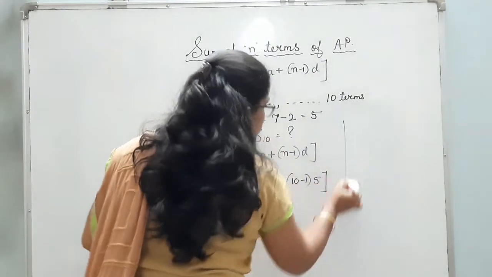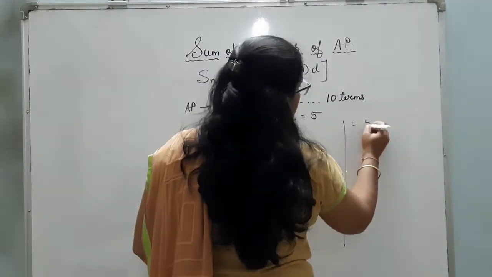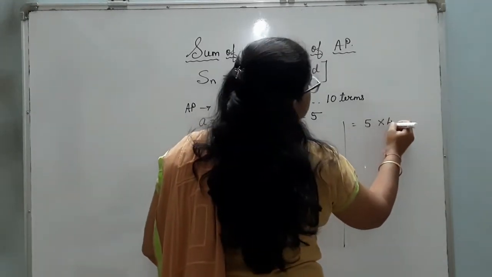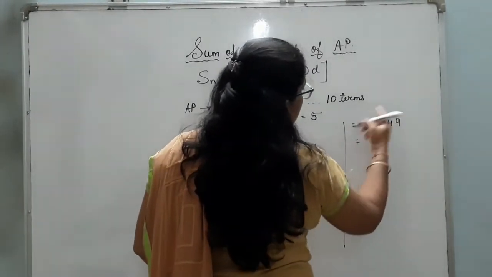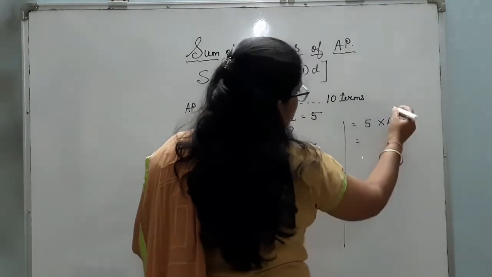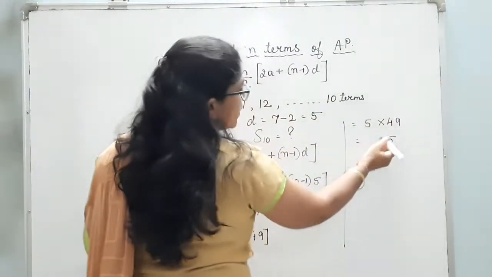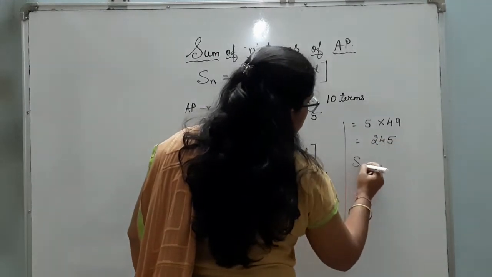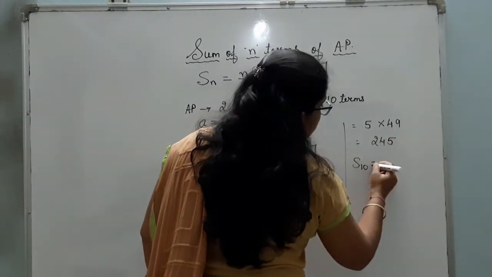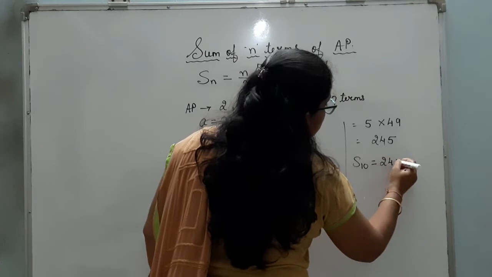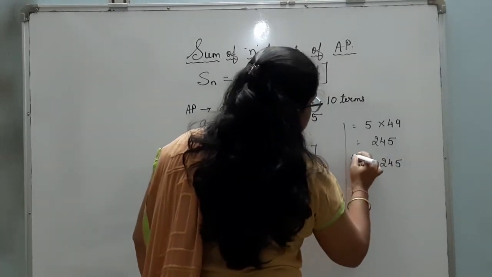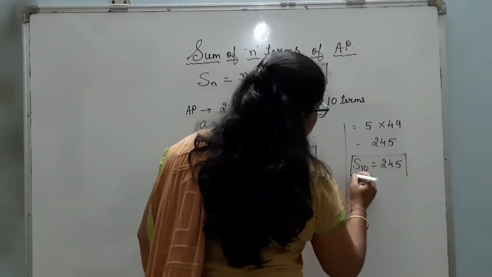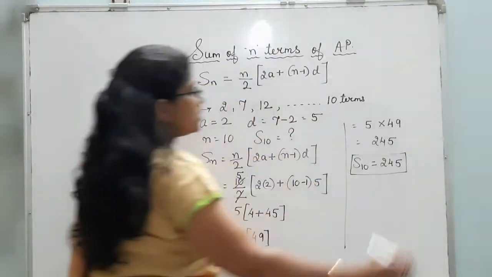So what we have to do here is multiply 5 into 49. 5 nines are 45, 4 comes here, 5 fours are 20, 20 plus 4 is 24. So the sum up to the 10 terms of this AP is 245. This is how we have to use this Sn formula in a simple manner.